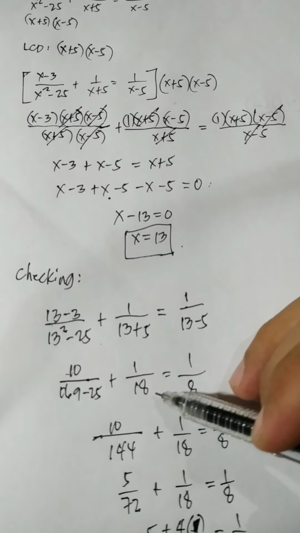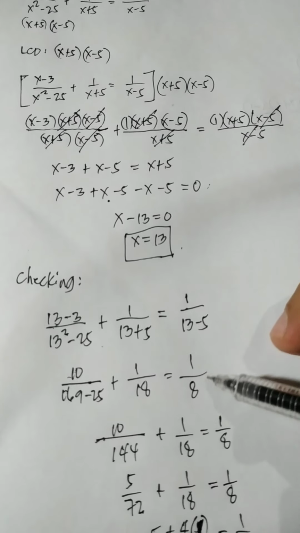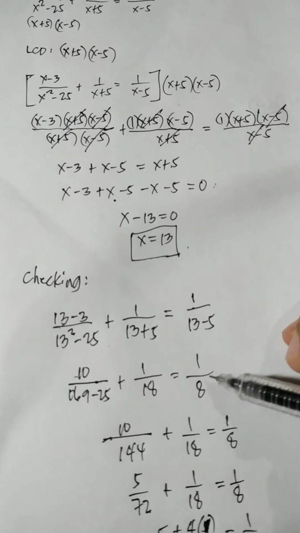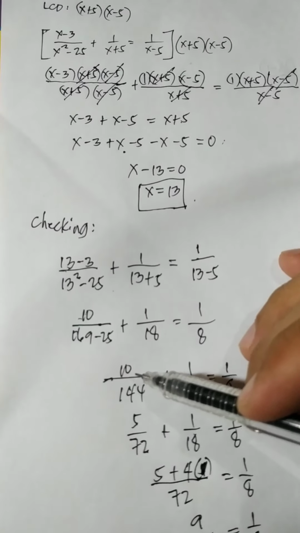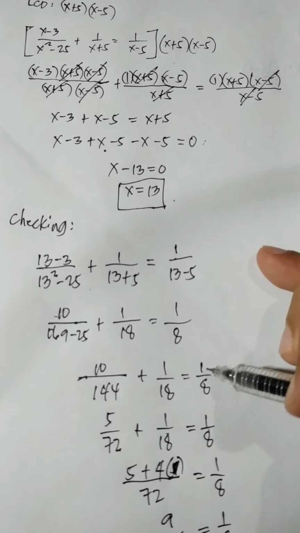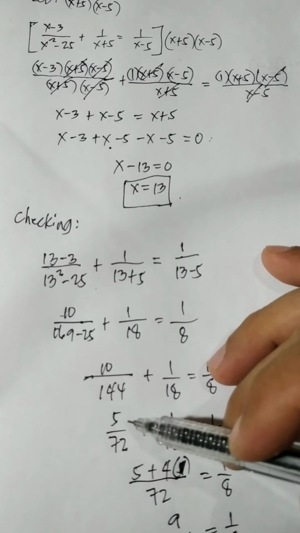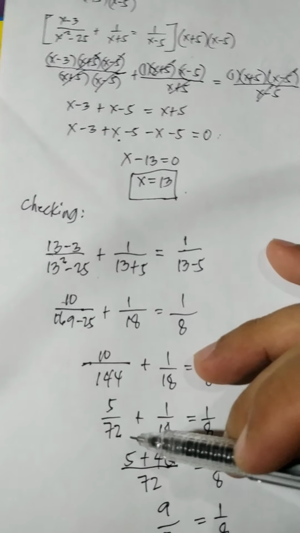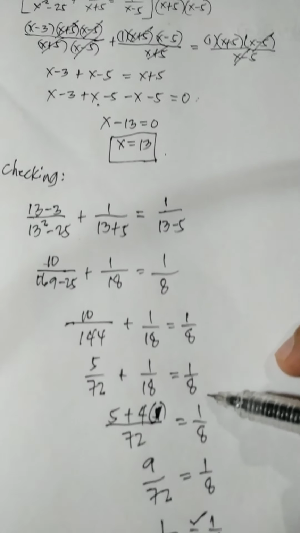So 1 over 18 that is equal to 1 divided by 13 minus 5 that is 8. So that is 1 over 8. So this will become 10 divided by, or 10 over 144, plus 1 over 18 that is equal to 1 over 8. So ato ni siyang i-reduce. So this will become 5 over 72. Then plus 1 over 18 that is equal to 1 over 8.